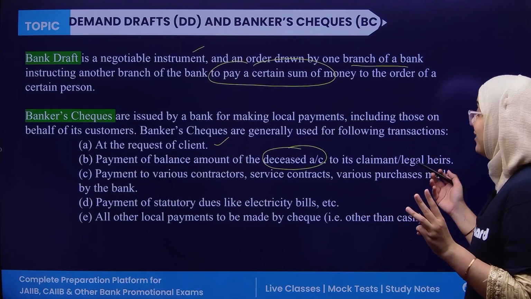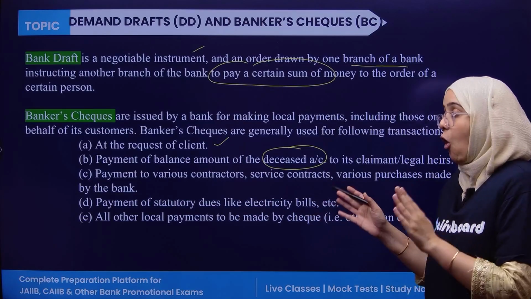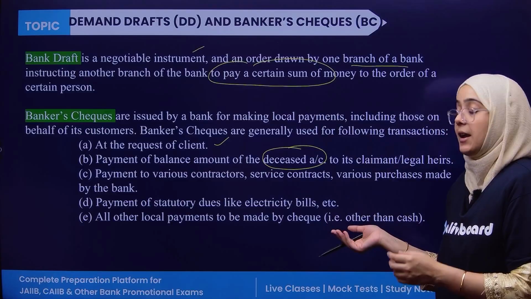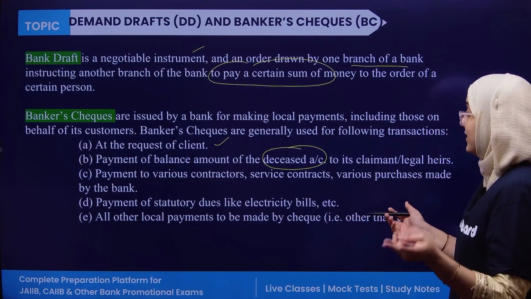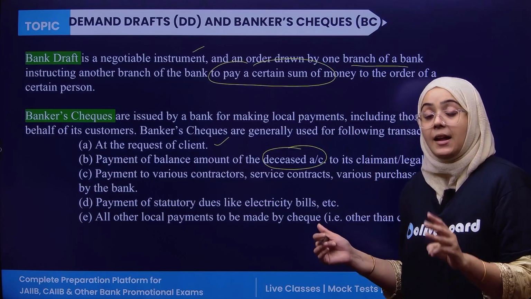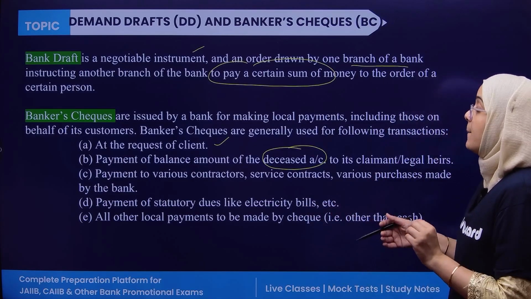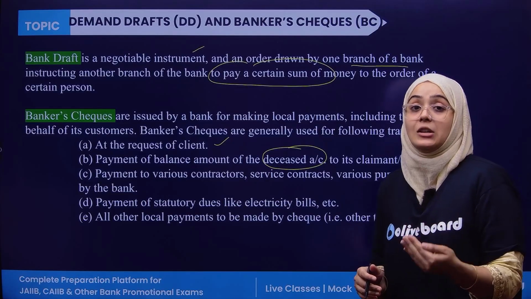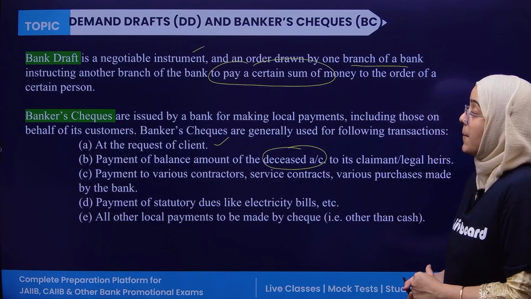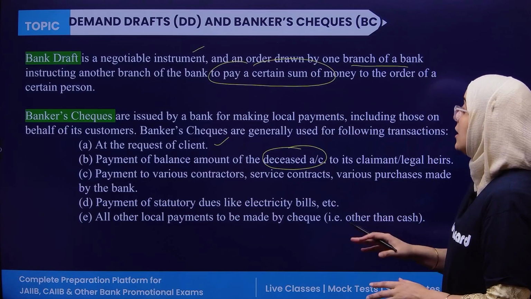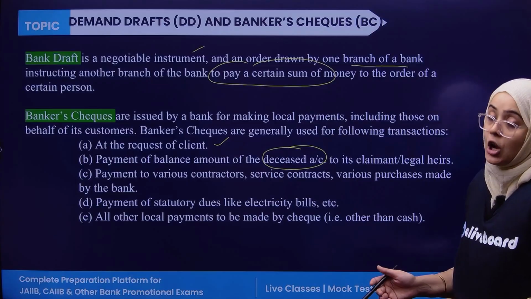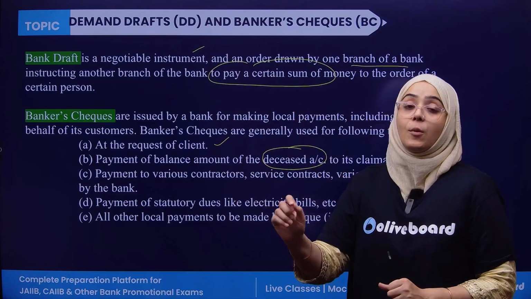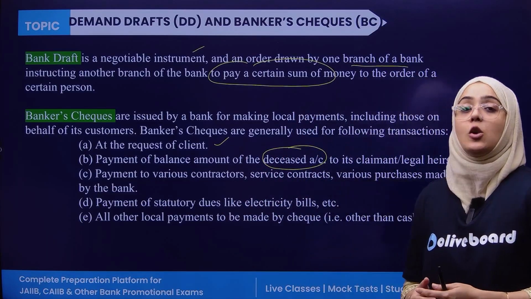Payment to various contractors, service contracts and purchases made by the bank: if all this has been made by the bank, then the bank can issue a banker's check. It means that the bank has to make payment to the contractor, service contract, or any purchase made by the bank, and the payment can be done by banker's check. Payment of statutory dues like electricity bills: if the bank has to pay statutory dues like electricity bills or any other, it can be paid through the banker's check. Lastly, all the local payments to be made by check other than cash. So these are all the payments made by banker's check. Banker's checks are issued by the bank for making local payments or the disbursement of local payments.